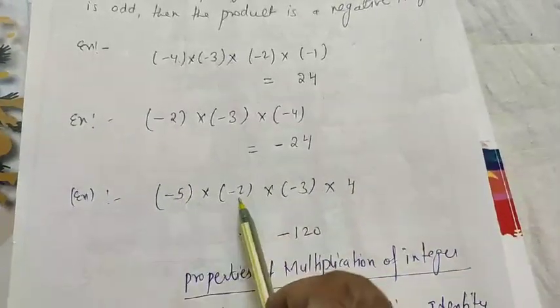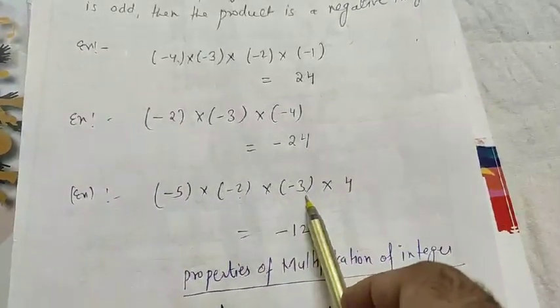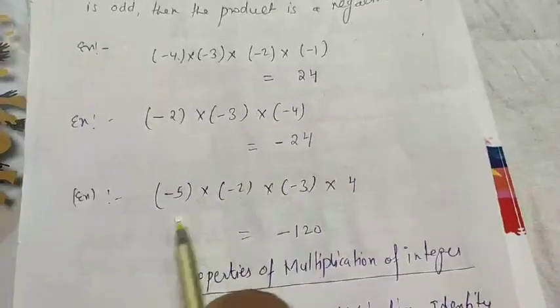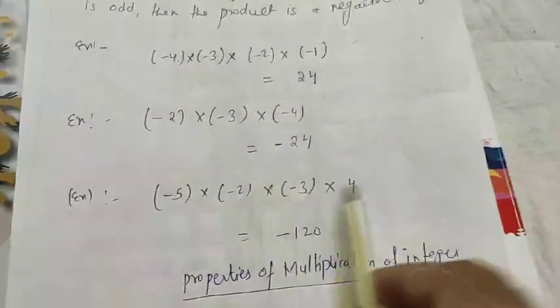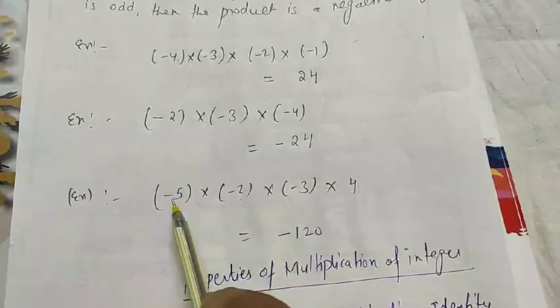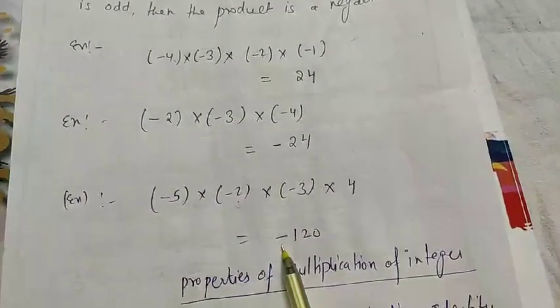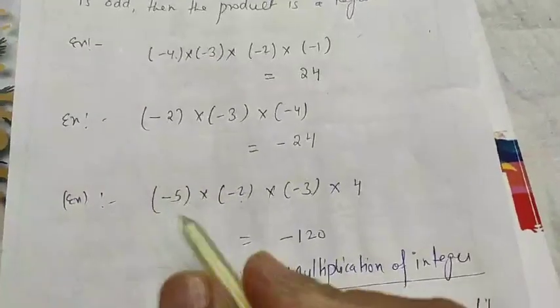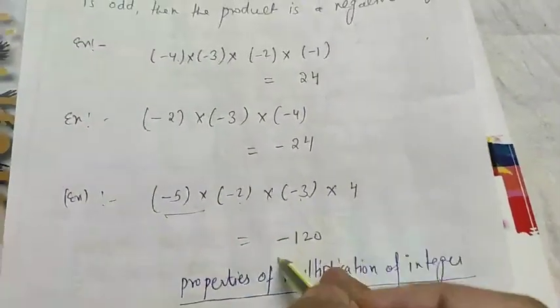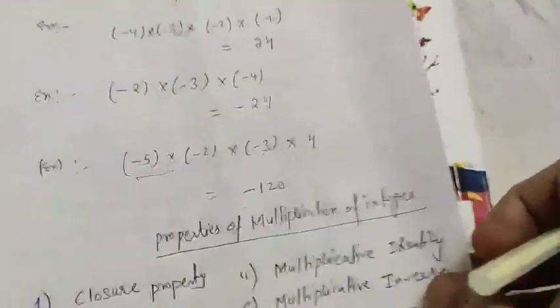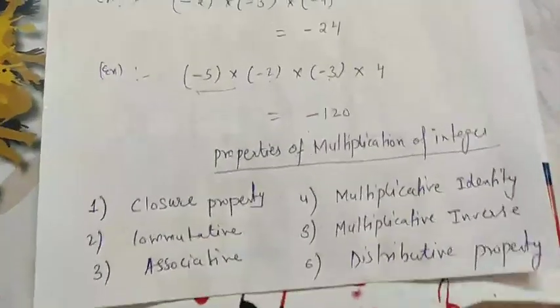Now 5 into 2, 10, 10 into 3, 30, 30 into 4, 120, minus sign. You will say, sir, there are 4 numbers. There are 4 numbers, but the minus sign is only with 3 numbers, 1, 2, 3. That's why it is odd. So in the final answer, it will be minus. Or you can say that they are forming pairs and this one is left alone. So that's why your answer will be negative. Clear? Now, the properties of multiplication of integers.